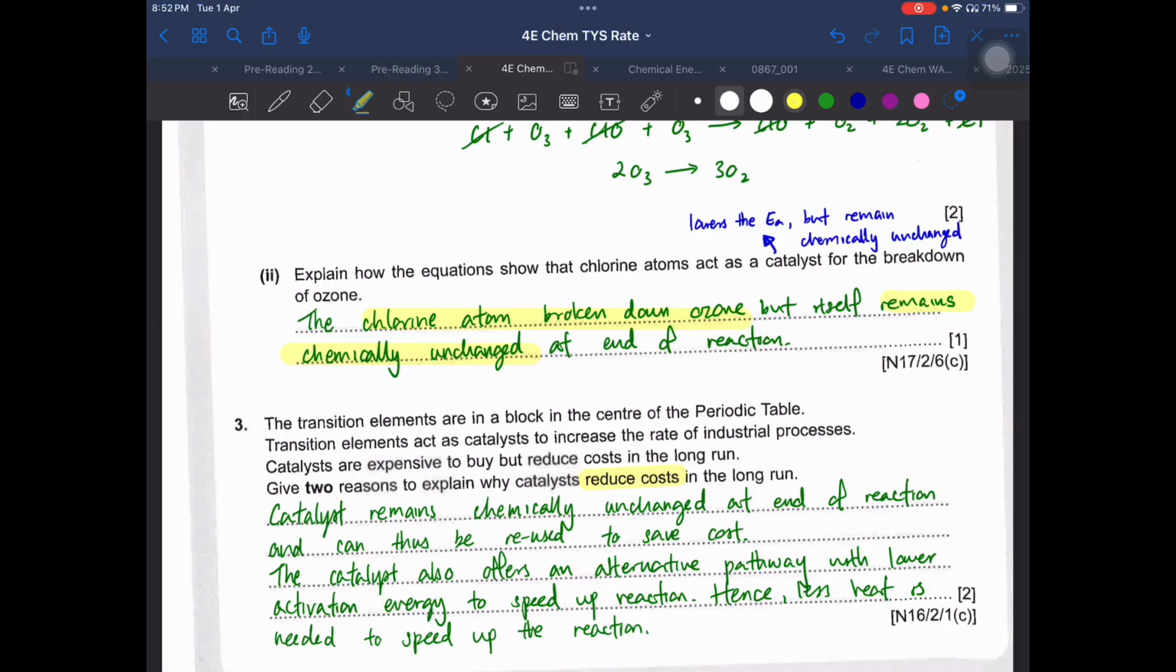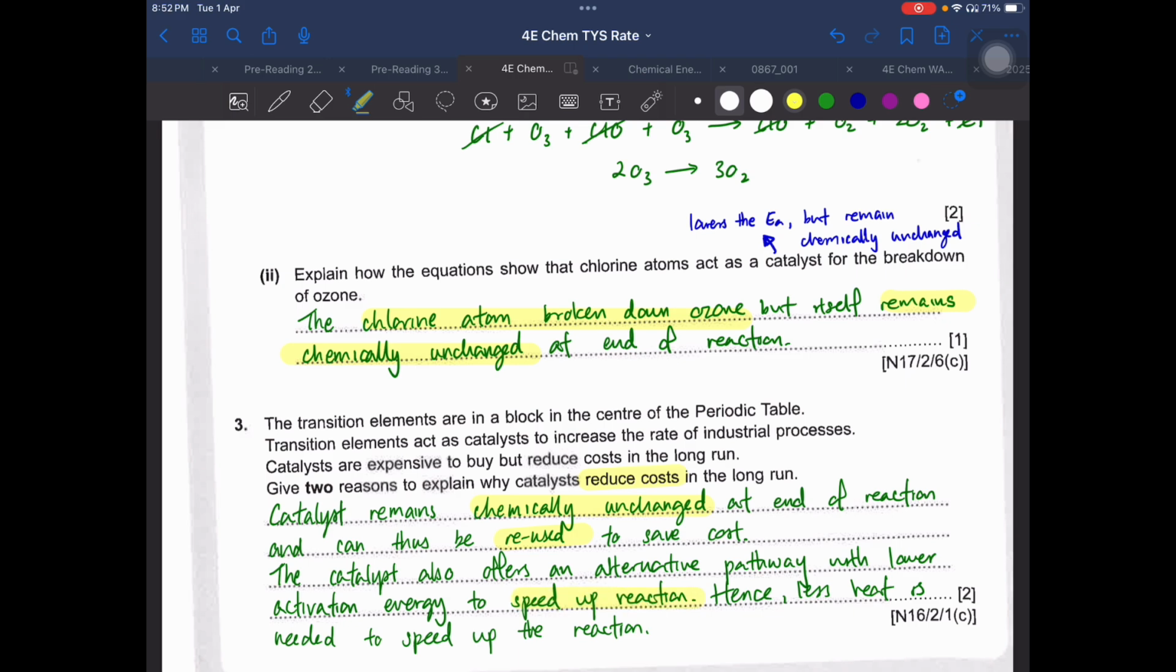First and foremost, because they are chemically unchanged, right? That means you can actually reuse them over and over again. And this actually cuts down cost because you don't need to get new catalysts. It will be regenerated in the process and then you can use it again for the reaction once more. Secondly, we know that how catalysts work is that they will actually speed up the reaction, right?